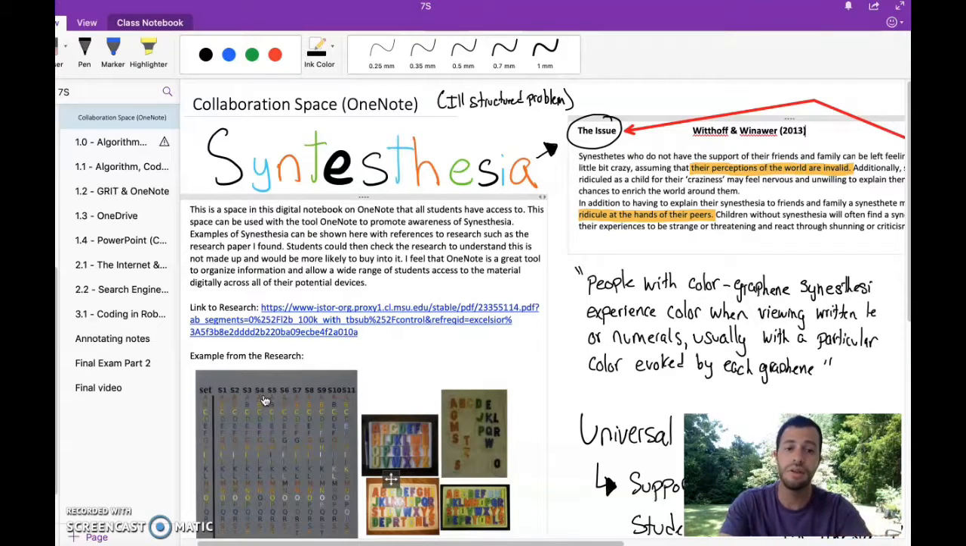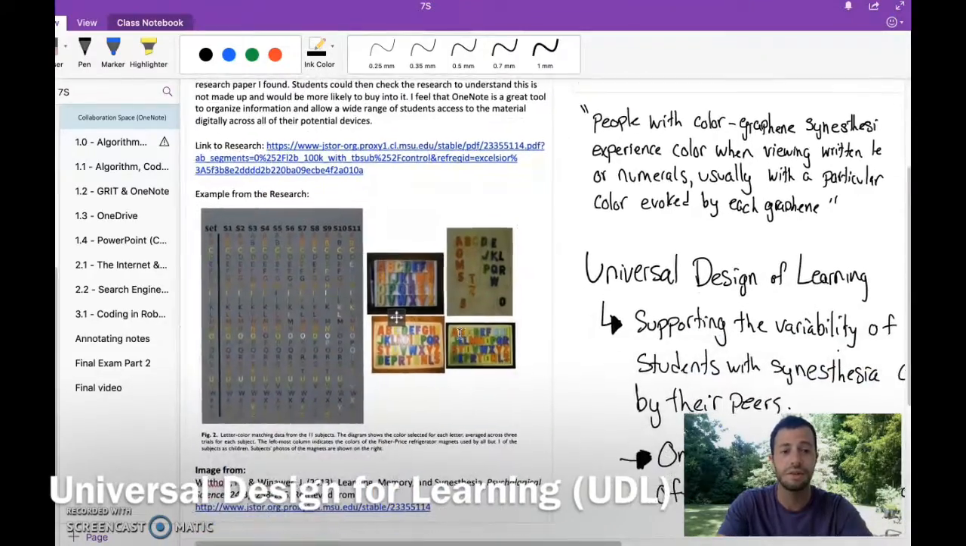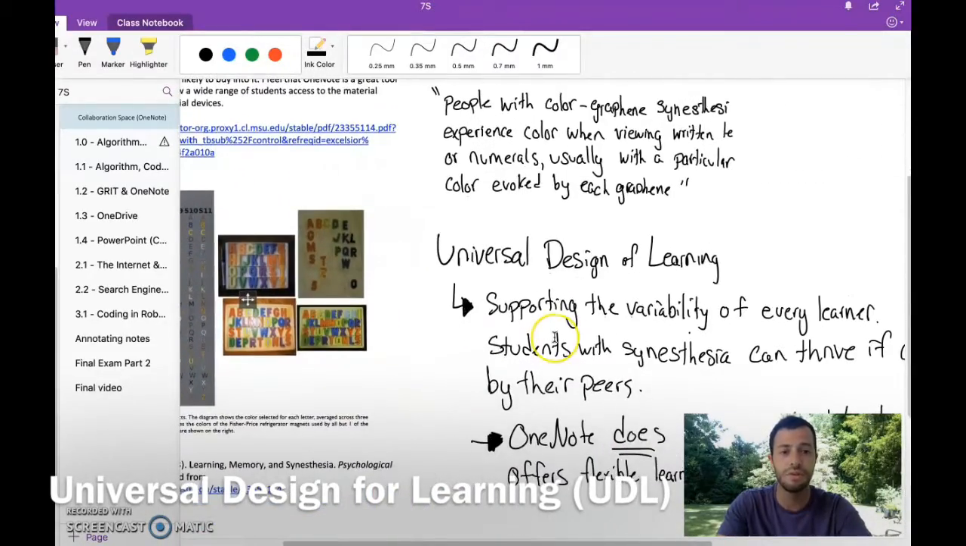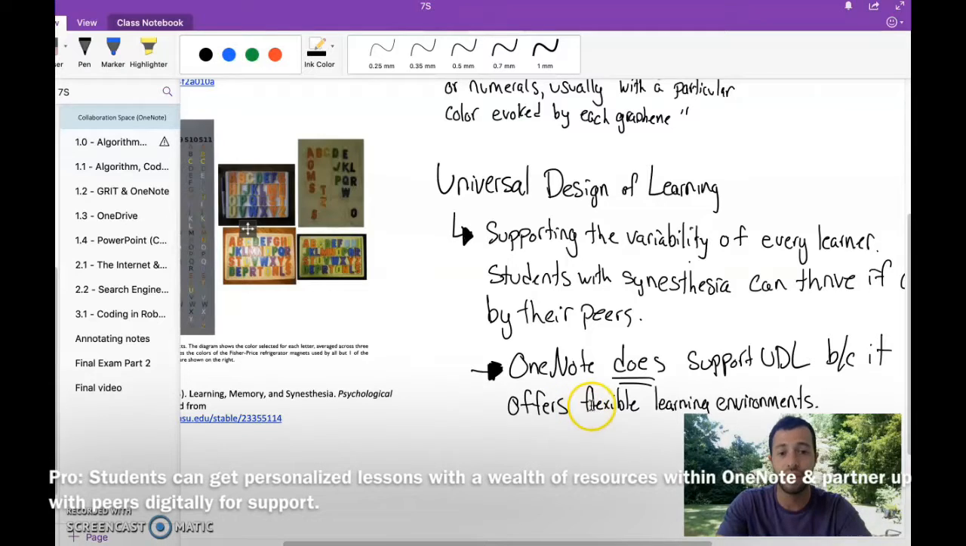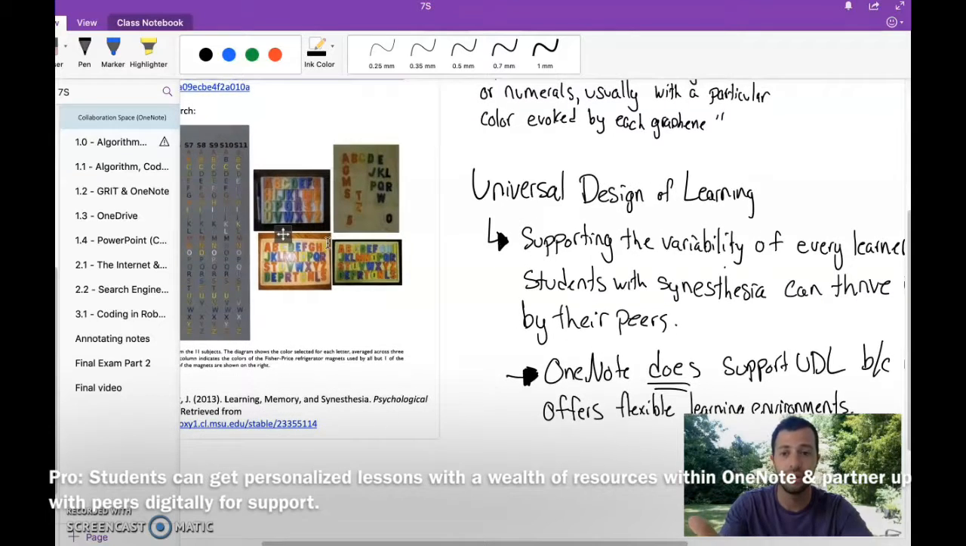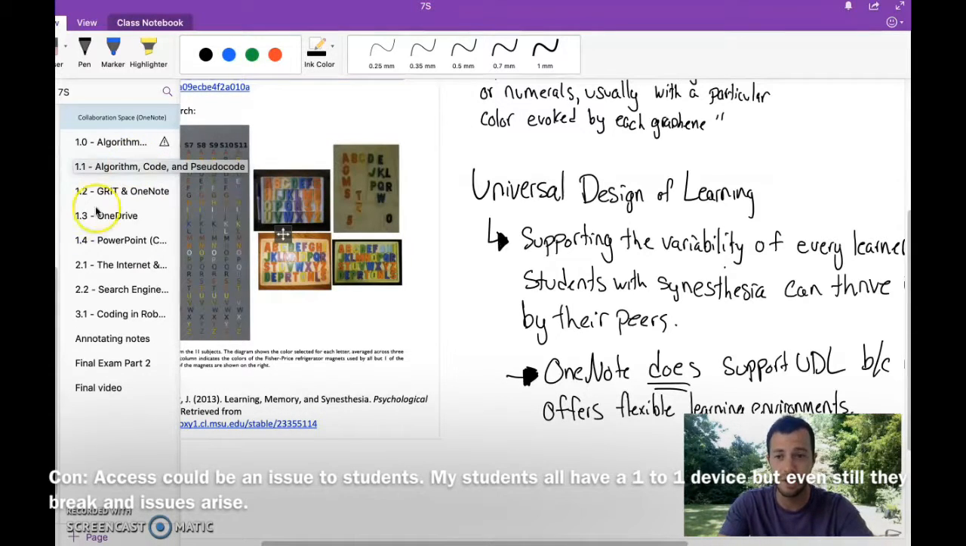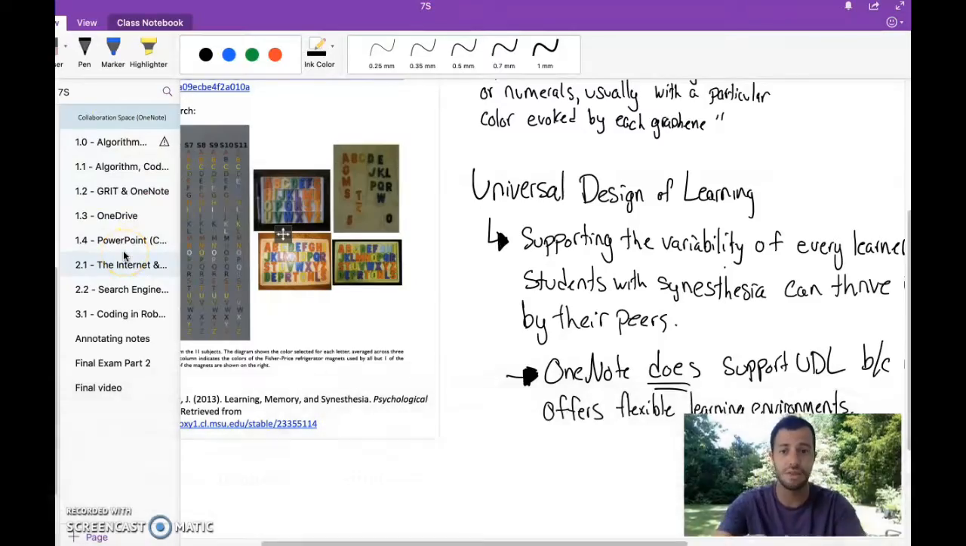So this whole idea of using Microsoft OneNote as a space to promote collaboration and showcase this information would definitely fall under the category of Universal Design for Learning, because it supports the variability of every student by giving flexible learning environments. No matter what type of learner you are, you can have some sort of accommodation or tool, or you can have what you need on OneNote, and it can be addressed to you as an individual, where you may be getting a slightly different lesson than another person, and everyone is still getting the learning objective they're trying to attain, because it's digital and the teacher can just push out the lesson appropriately.